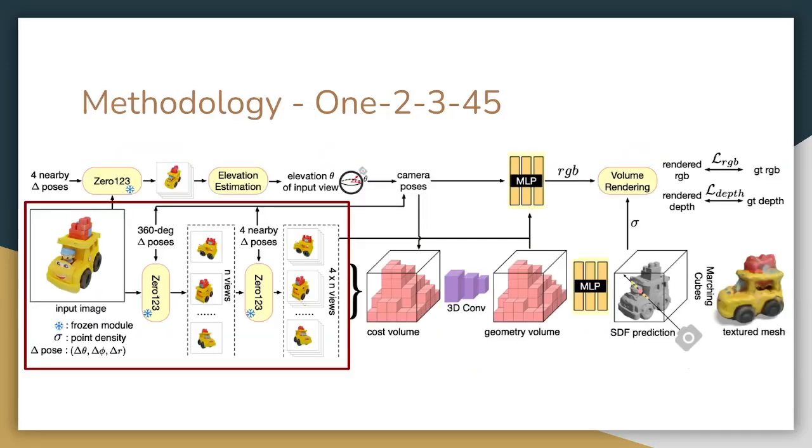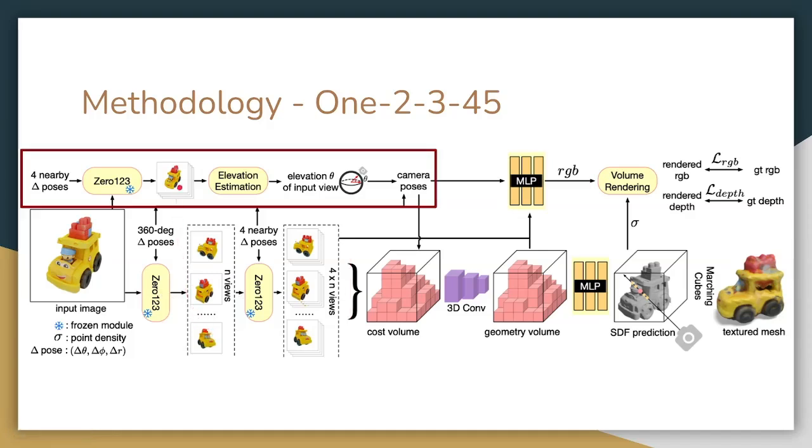This is the pipeline of One-2-3-4-5. It consists of three primary components. The first is multi-view synthesis. Here, it uses a view-conditioned 2D diffusion model, Zero-1-2-3, to generate multi-view images in a two-stage manner.